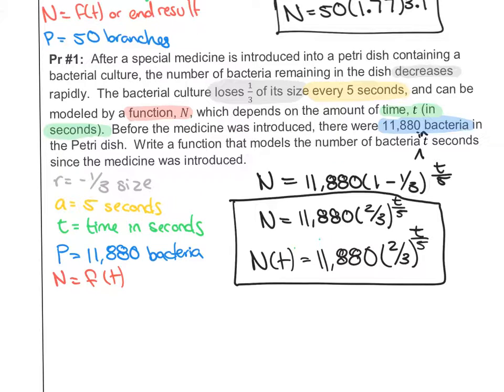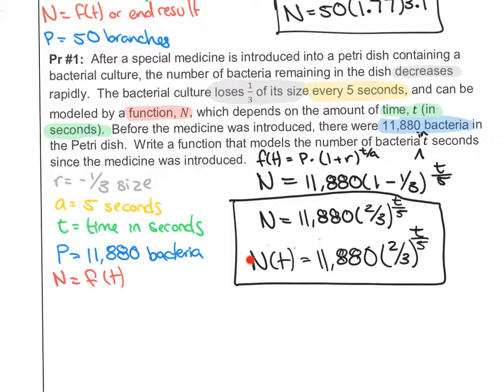So just plugging all of these pieces into our original formula, our F of T, I should write that above this. Plugging that back into our original formula of F of T equals P times (1 plus R) to the T over A. So I'm just plugging in all of these pieces, right? Plugging the R for R, the A for the A, the T for the T, P for P, N for F of T. And I'm given this formula. But again, remember we want to simplify it. And so I did 1 minus 1/3 is 2/3, which I'm hoping all of you can do at this point. And then we have our new function, n equals 11,880 times 2/3 to the t divided by 5.